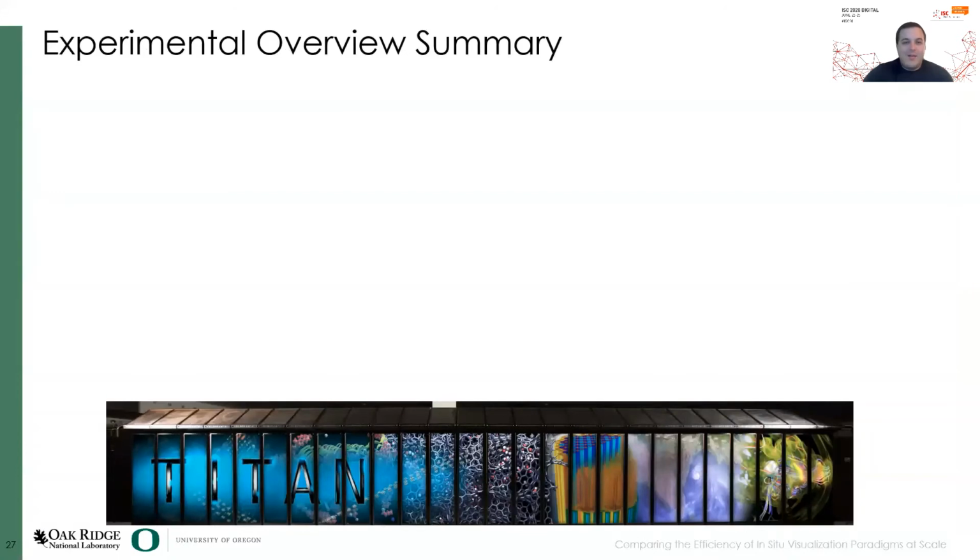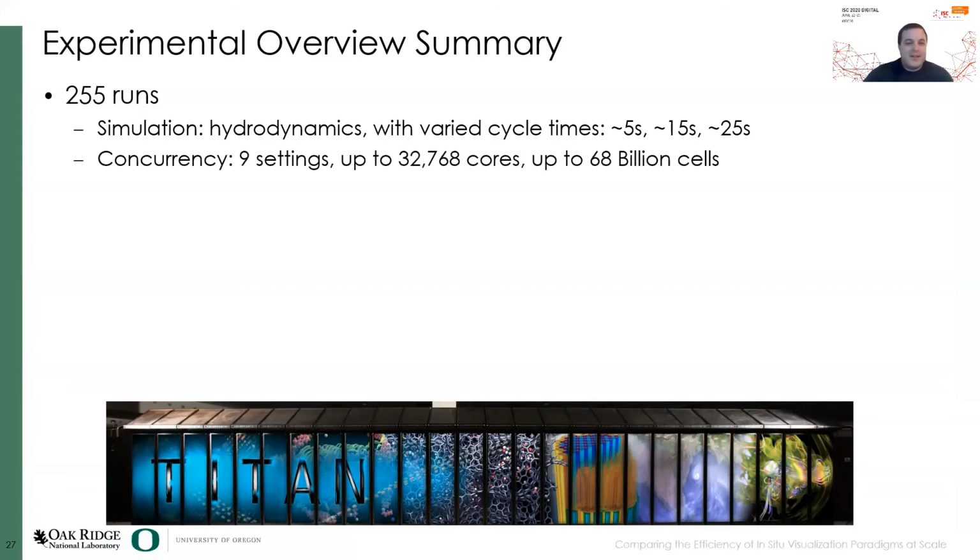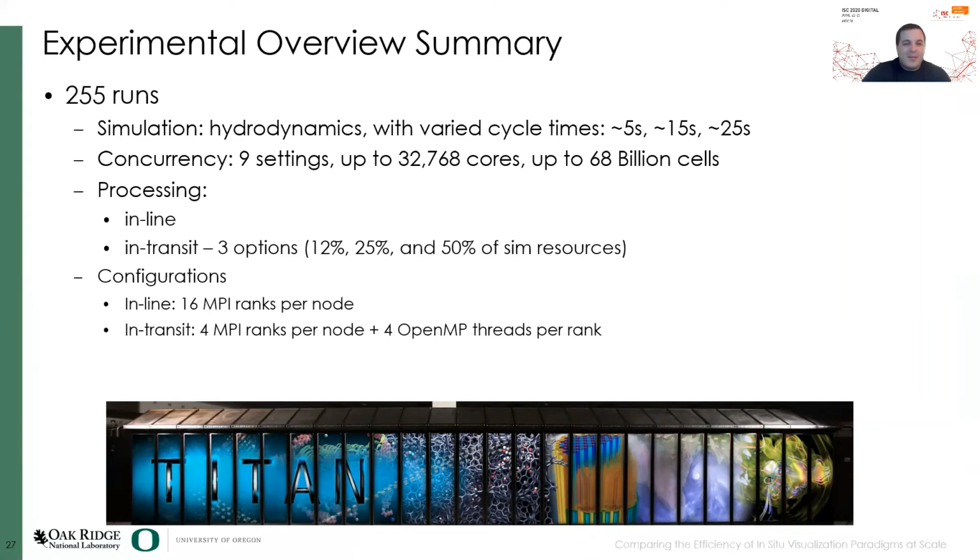An overview summary of our experiment is that we had 255 individual runs. Our simulation was a hydrodynamic simulation with varied cycle times. We had 3 different cycle times with that simulation: one that was approximately 5 seconds, one of 15 seconds, and one of 25 seconds. We had 9 different concurrency settings. We ran up to 32,768 cores and up to 68 billion total cells in the simulation. For processing, we had 2 different paradigms. First, we had our inline processing paradigm. And next, we had an in-transit processing paradigm.